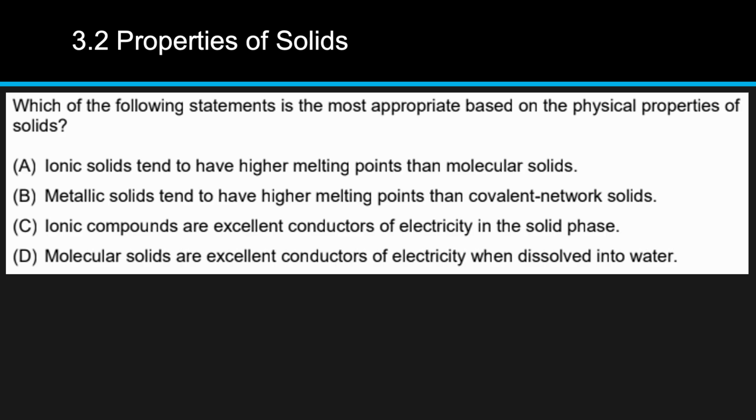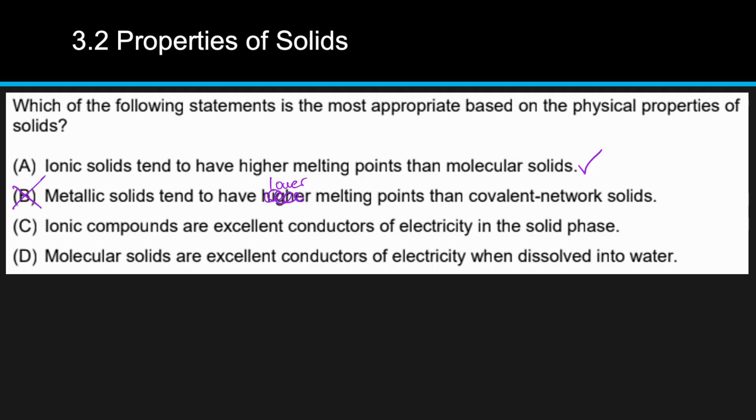Which of the following statements is the most appropriate based on the physical properties of solids? So A says ionic solids tend to have higher melting points than molecular solids. That is a true statement, so we're going to go ahead and give that a check mark and move on just in case there's a better answer. B says metallic solids tend to have higher melting points than covalent network solids. That is incorrect. Metallic solids tend to have lower melting points than covalent network solids. So B is not our answer.